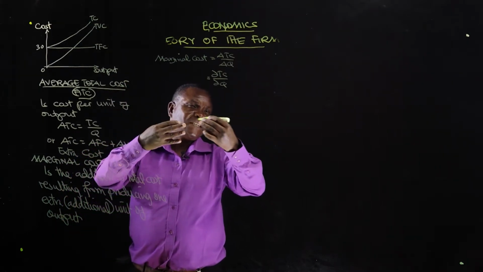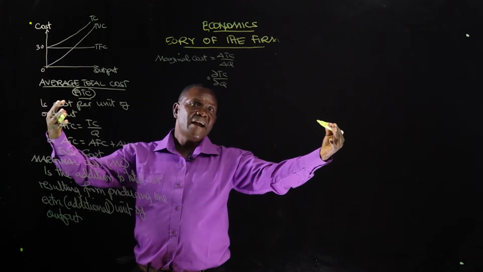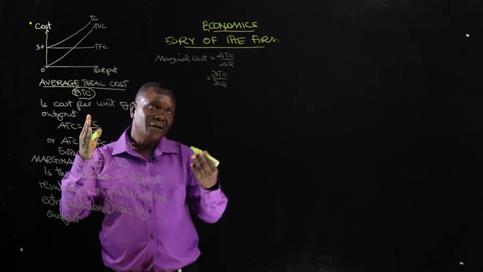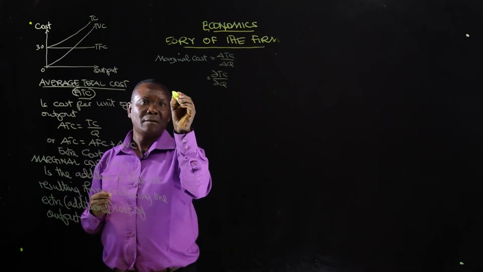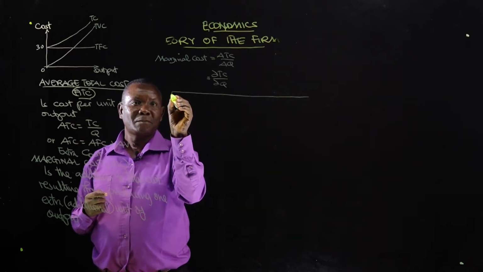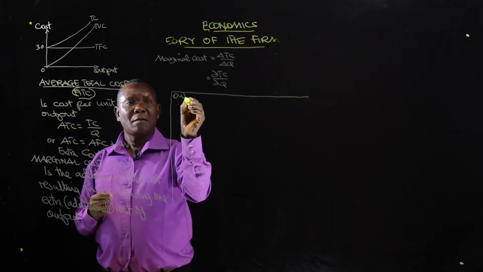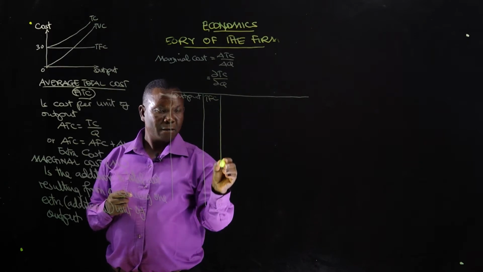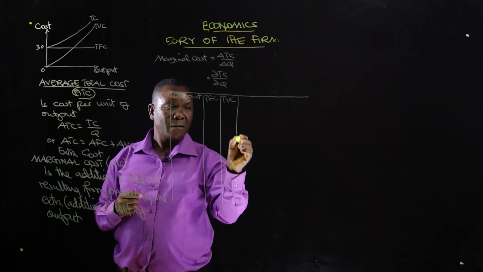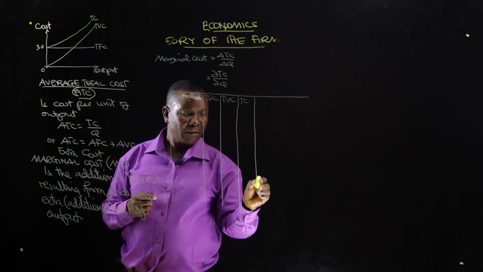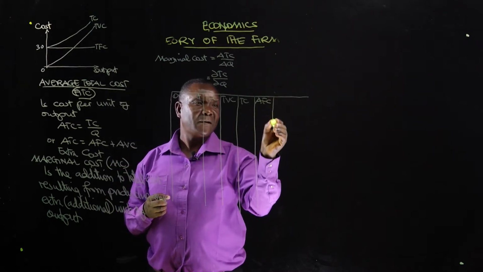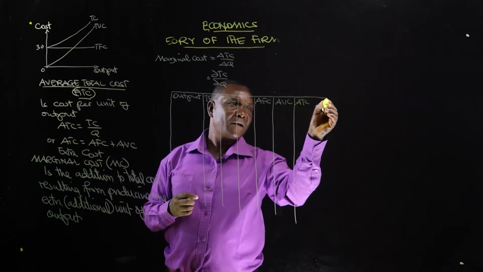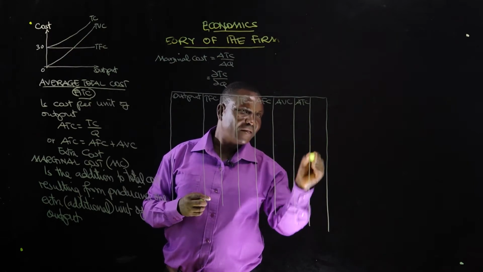So now we produce a larger schedule representing all the information that we have looked at, from total fixed cost to marginal cost. We have output, total fixed cost, total variable cost, total cost. Then we have average fixed cost, average variable cost, average total cost. We finish up with marginal cost.